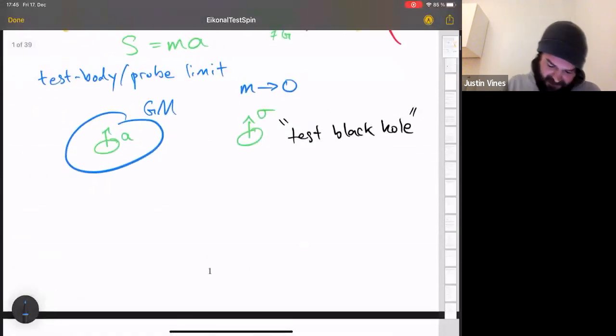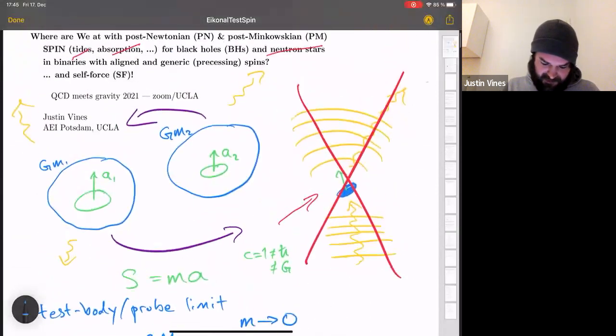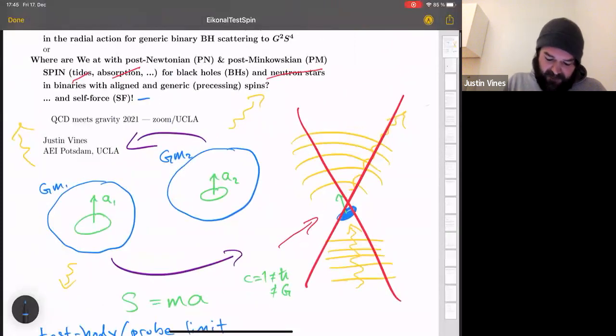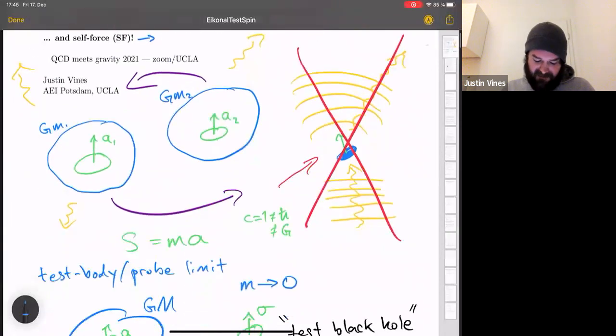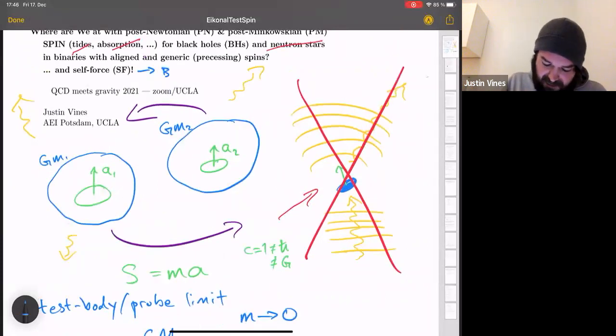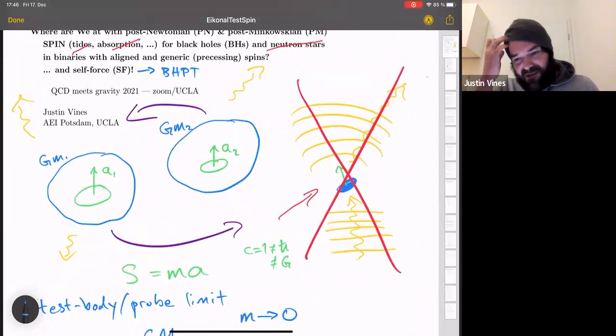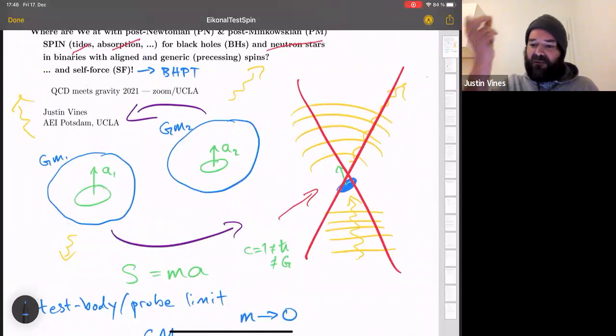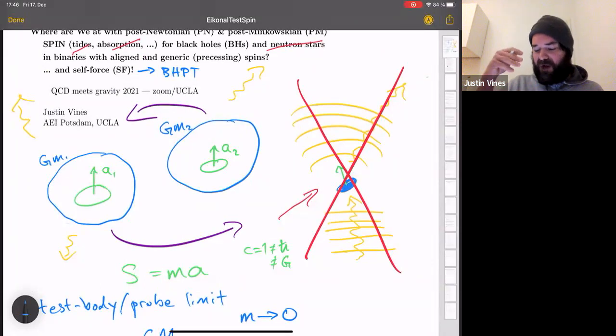And just in case someone here doesn't know what self-force is, here we wrote it up. It's this kind of test body or probe limit, but perturbing away from that. So black hole perturbation theory, in the limit where one guy is much smaller than the other, let's say it doesn't have spin. So it would follow geodesics in a black hole background, but then we consider the gravitational perturbations to that background caused by the little guy. And that's black hole perturbation theory or self-force.